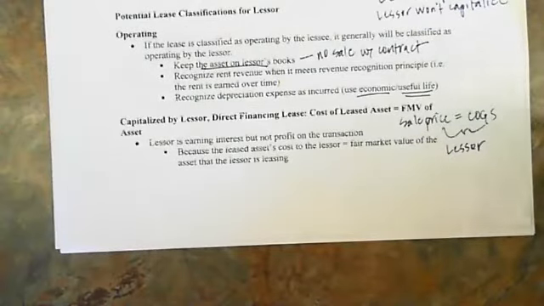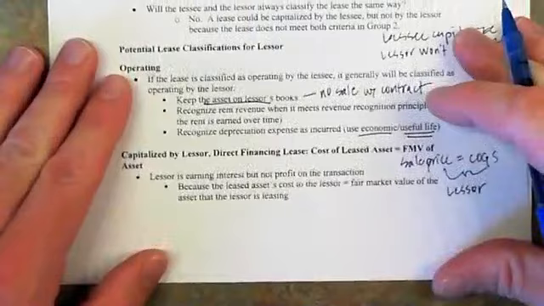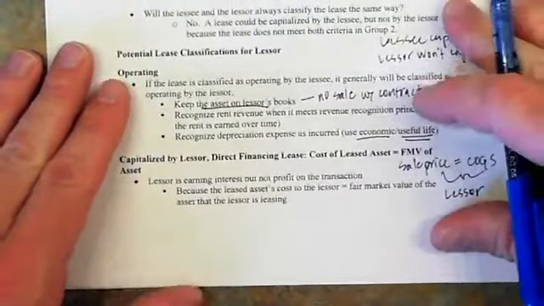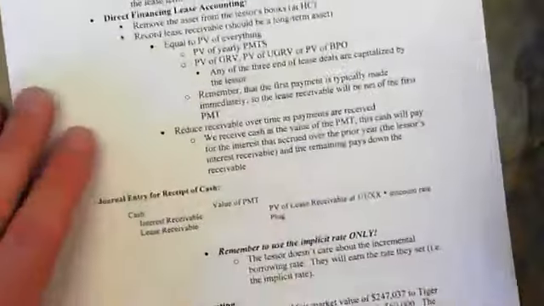The lessor is earning interest in this case, but not profit. Because of this equality between the sales price and the cost of goods sold, we don't have any gross profit, so we only recognize the interest revenue that arises over the lease term for the lessor.